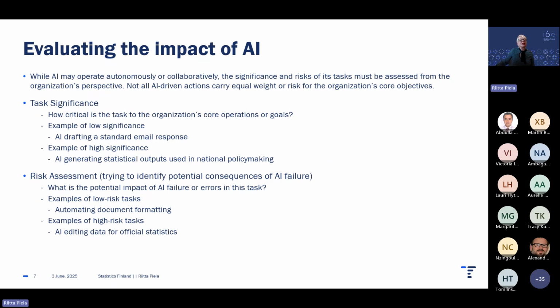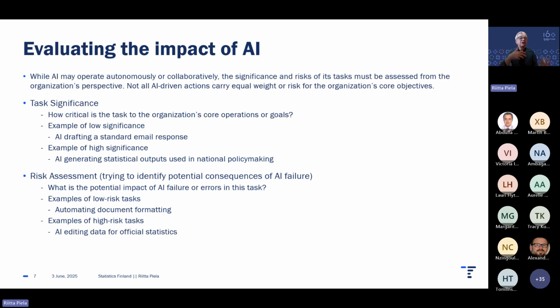And then there's a third perspective. While AI may operate autonomously or collaboratively, the significance and the risks of its task must be assessed. Not all AI-driven actions carry equal weight or risk for the organization's core objectives. So, task significance: how critical is the task to the organization's core operations or goals? Low significance is AI drafting a standard email response. But an example of high significance is when AI is generating statistical outputs used in national policy making. And there's a big difference between these two.